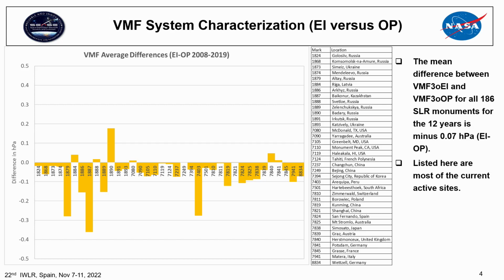So here's a comparison of 2 of the flavors, the EL versus the OP, by station. So you can pick your favorite station over here on this table on the right. These are the differences in hectopascals between these 2 data sets when I aggregate the data over this 12-year time span between these 2 VMF. And most of the differences are less than 0.2 hectopascals.